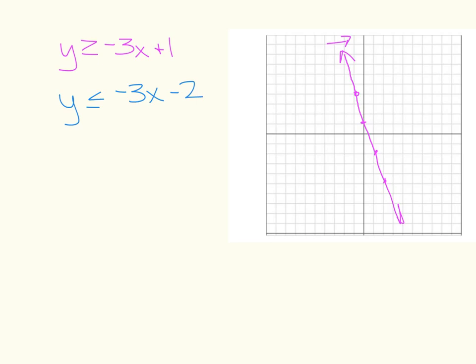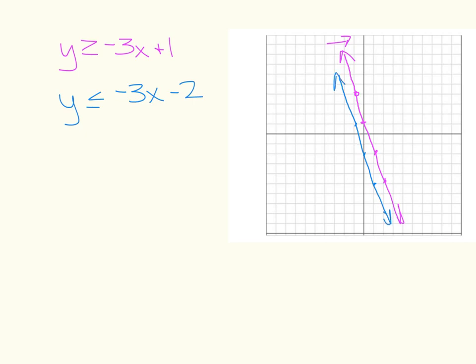In the second inequality, the y-intercept is negative 2. And then the slope is the same, so negative 3. So 1, 2, 3 over 1. And I could go back this way, 1, 2, 3 over 1. Okay, so if I draw that line, it would look like this.